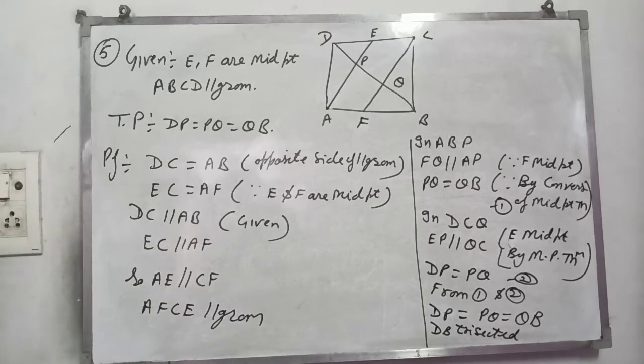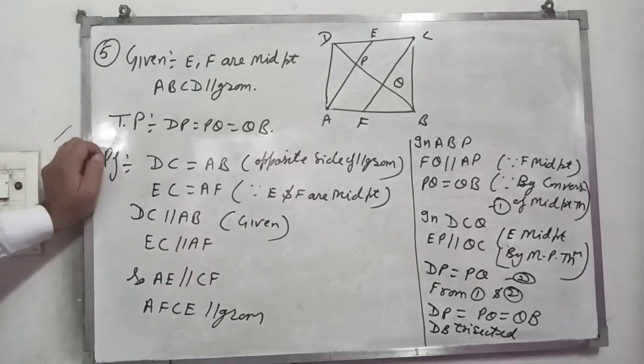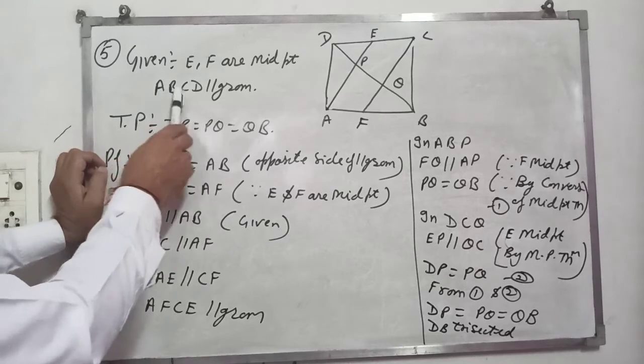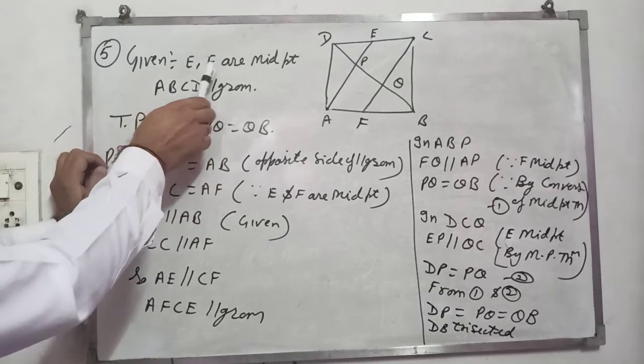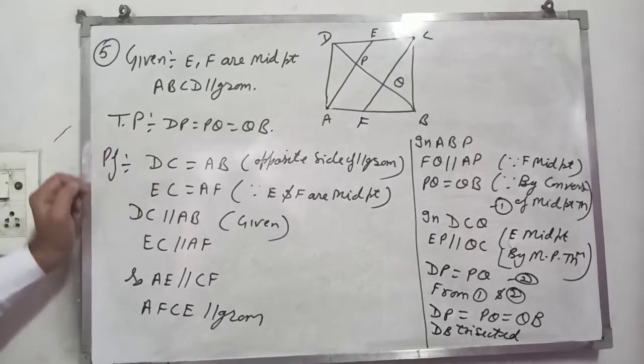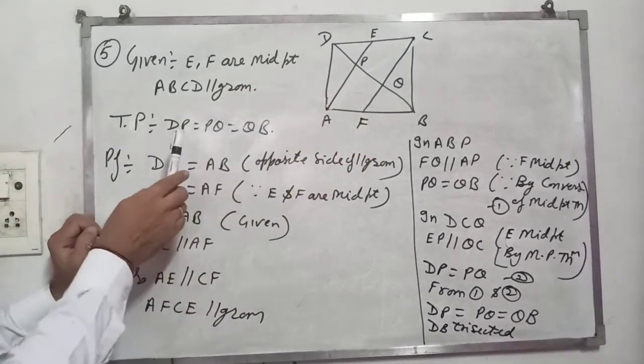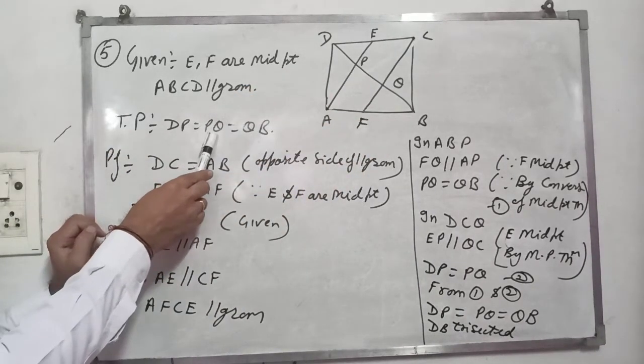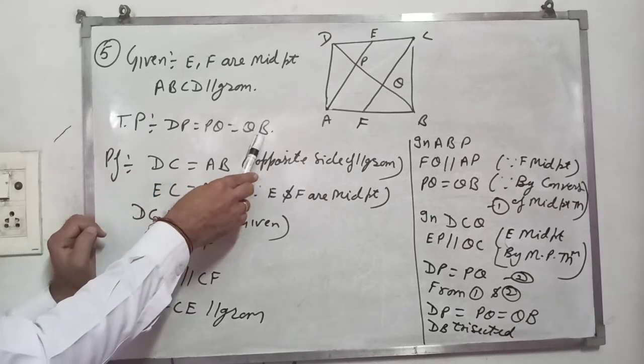There is question number 5. In the parallelogram ABCD, E and F are the midpoints. We have to prove BD is trisected. Trisected means DP equal to PQ equal to QB.